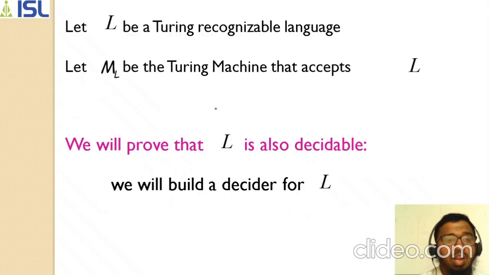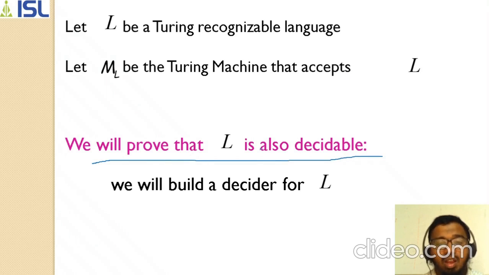Now let L be a Turing recognizable language, and let M_L be the Turing machine that accepts L. We will prove that L is also decidable by building a decider for L. When we have a decider, we can prove it is decidable.